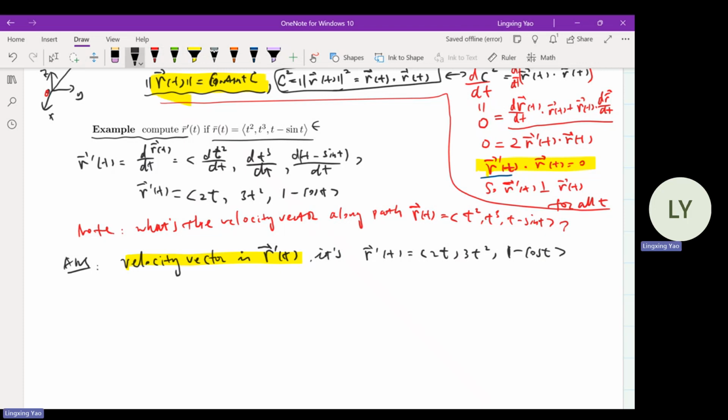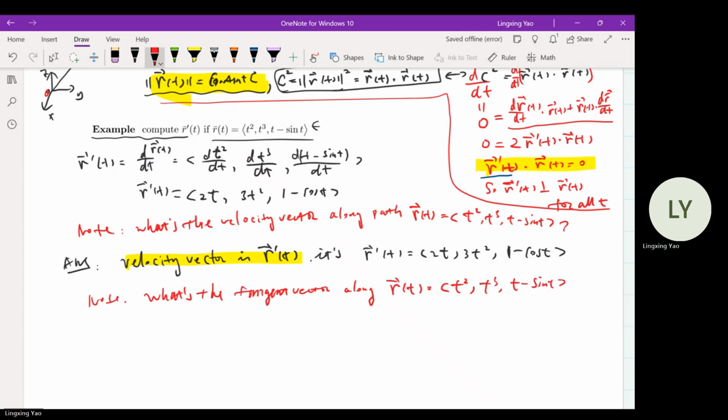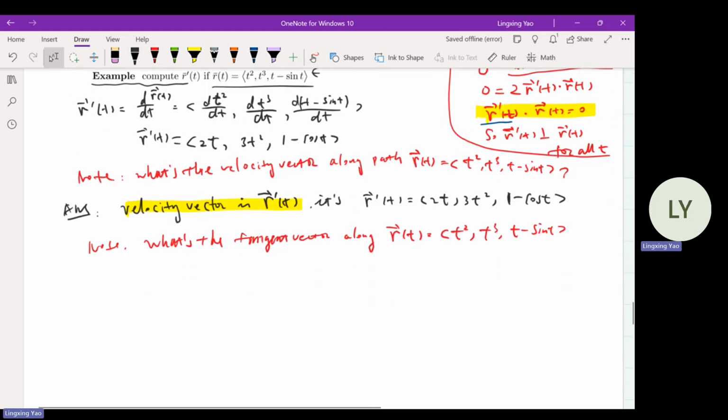And a similar thing will happen if we ask, what is the tangent vector along the path R of t is t squared, t cubed, t minus sine t? Well, you have to provide the same answer. All right, so those are questions with a little bit of twist, but the actual concept and calculation you should go through is about the same, except that you have to provide this extra piece of information to connect those.